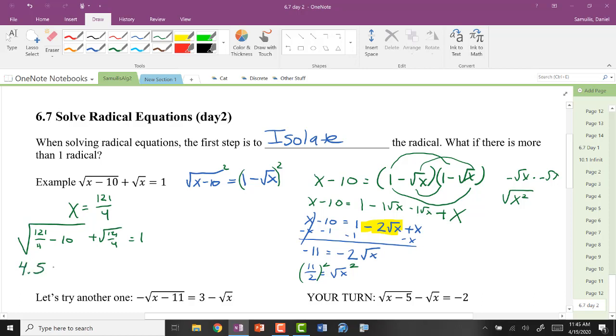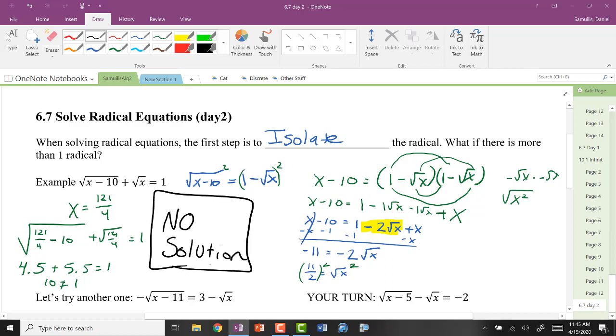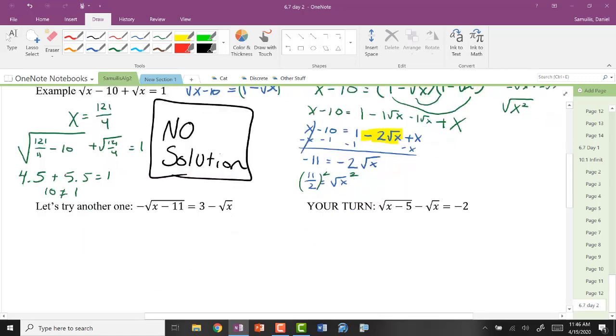And then the square root of 121 over 4, so the square root of 121 divided by 4, does give me 5.5. That equals 1? Huh? How's that possible? So this is actually equal to 10. 10 doesn't equal 1. Well, you know what? False answer. So my answer now is going to be no solution. I don't have a solution to that because this didn't check out. I did everything algebraically correct. It just didn't work. So make sure you check your answers. All right, let's try another one.